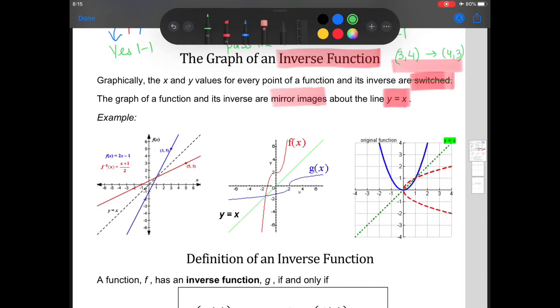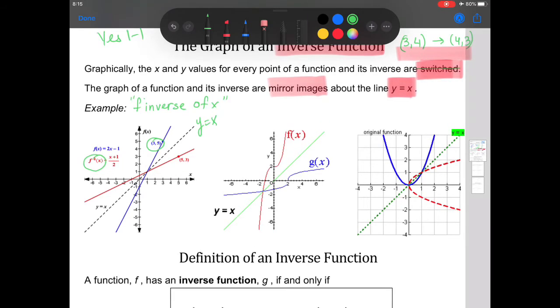And I gave you a few examples here. This dotted line is actually y equals x. And look at this, these are my two functions. This is f of x, and it has the point (3, 5). And its inverse, and this is the notation for inverse, you read it as f inverse of x. That's how you read it, right? And it has the point (5, 3) on it.